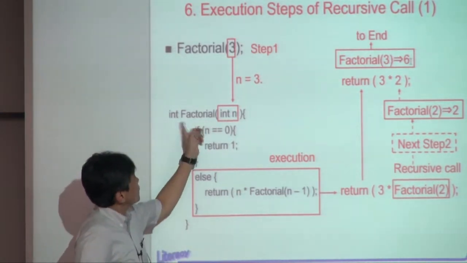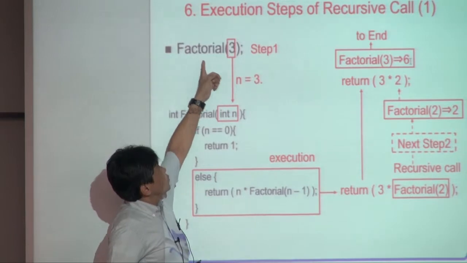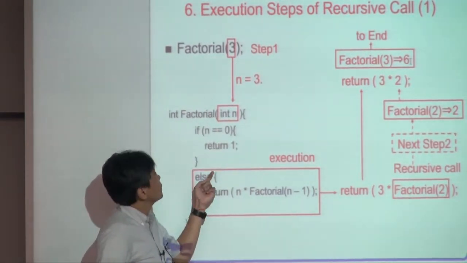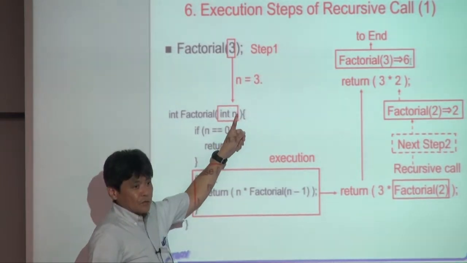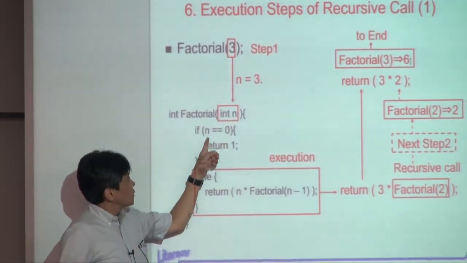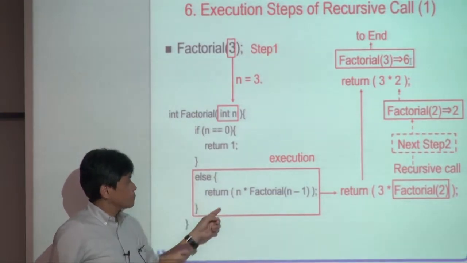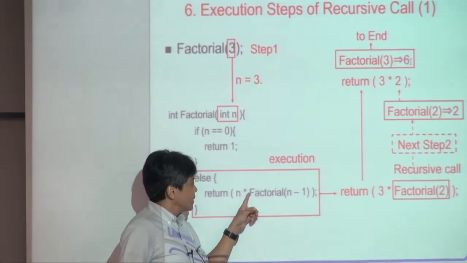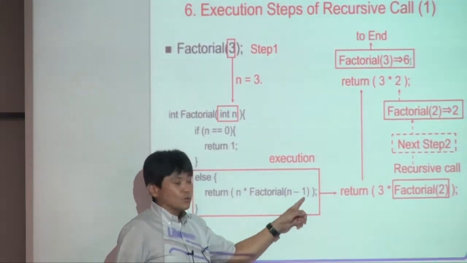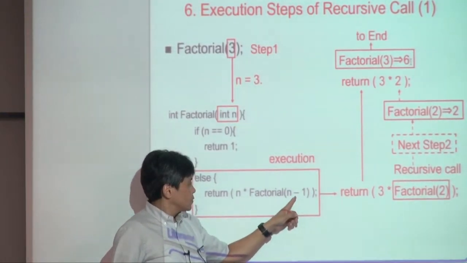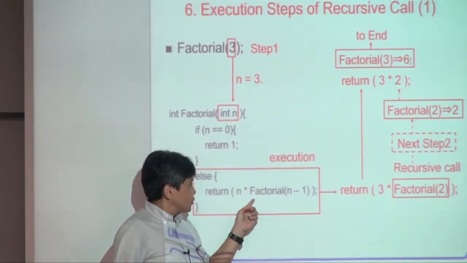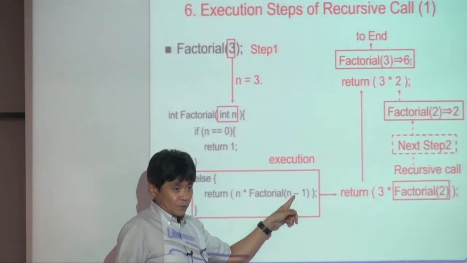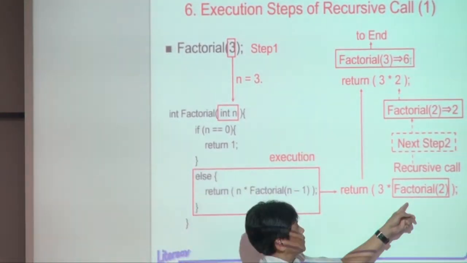First, if you specify factorial 3, this function is called, and in this case n is 3. So the condition is not true, and this part will be executed. In this case, n equals 3 and factorial n minus 1, where n minus 1 is 2. So you also have to calculate factorial 2, like this.